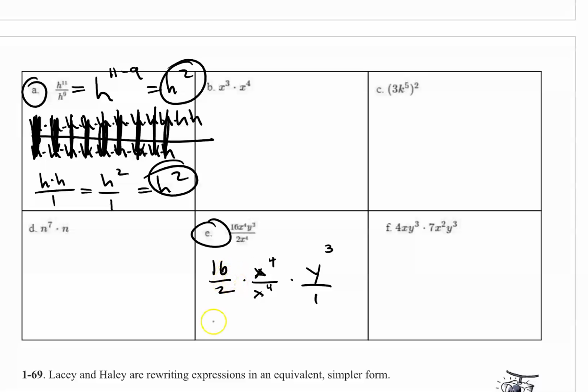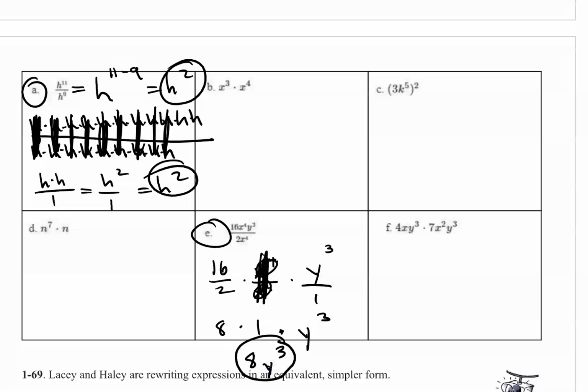Alright, so 16 divided by 2 is 8. X to the power 4 divided by x to the power 4. Any number divided by itself, that's the giant 1. So it's 8 times 1 times, and then y to the power 3 divided by 1 is itself. So there you go. It's not too bad. 8 times 1 is 8 times y cubed. And you don't have to write the times sign for y cubed, you just write the numbers next to each other. A number next to another number means multiply.